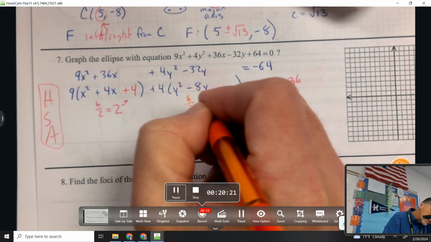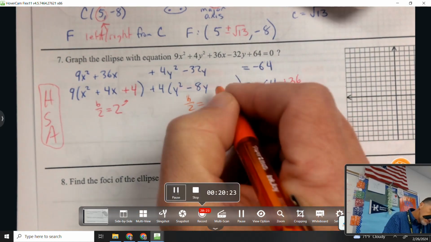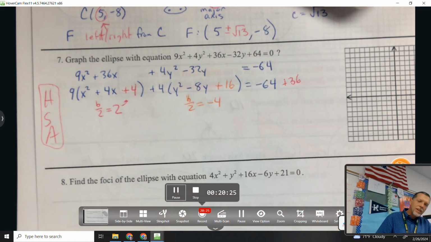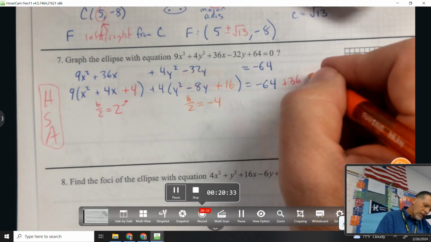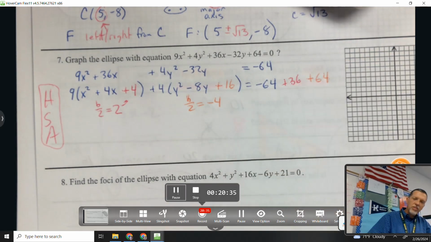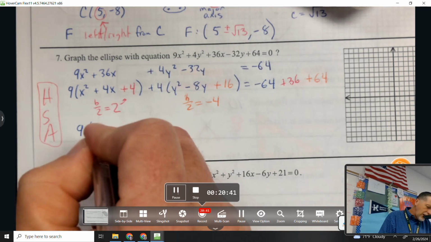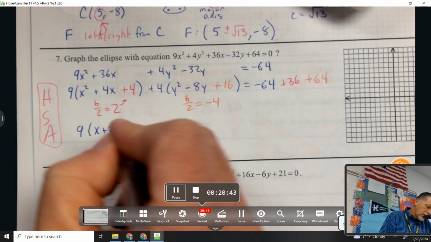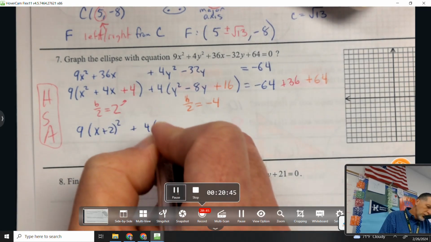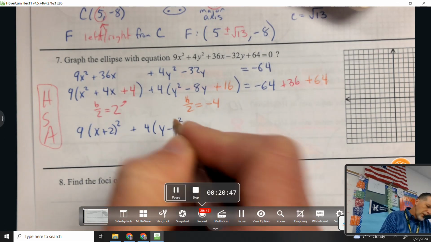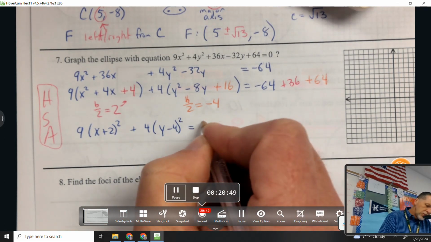And d over 2 is negative 4. Square it, I get 16. But I didn't really add 16. I added 64, which is convenient for the computations on the left-hand side. So now I've got 9 times (x plus 2) squared plus 4 times (y minus 4) squared equals 36.